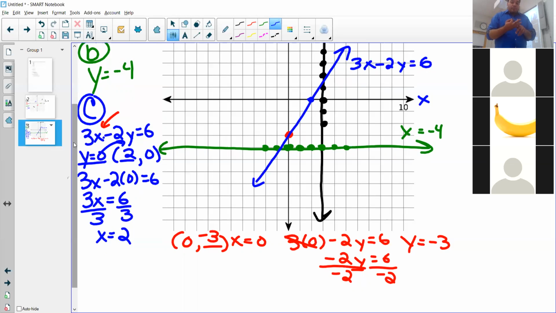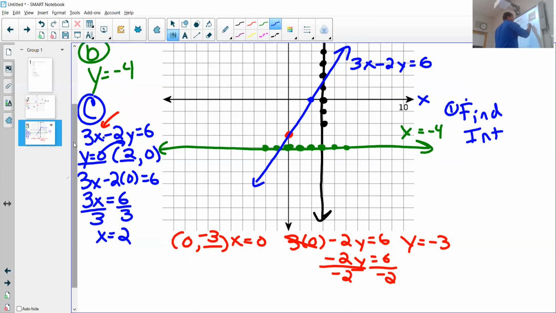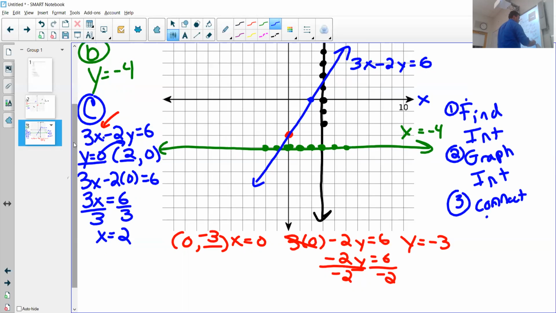Can you type that or write it on the side? There's a lot of words, I'm just confused. Sure. Very quickly: find intercepts, I'm just writing INT for intercepts. Graph intercepts. Connect dots. Okay. Find the intercept, graph the intercept, then connect those dots, okay?